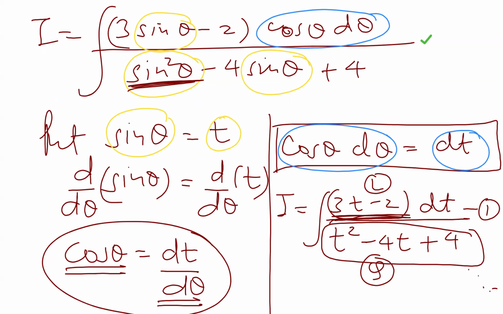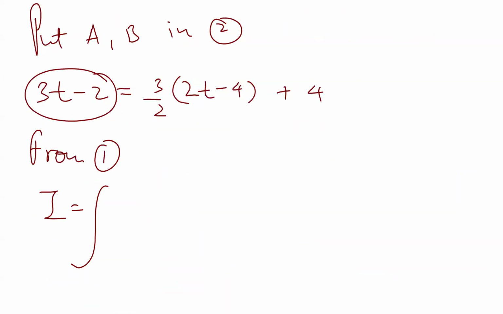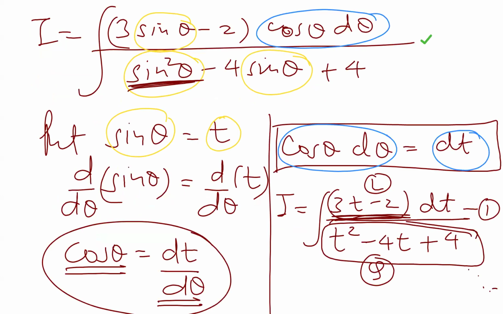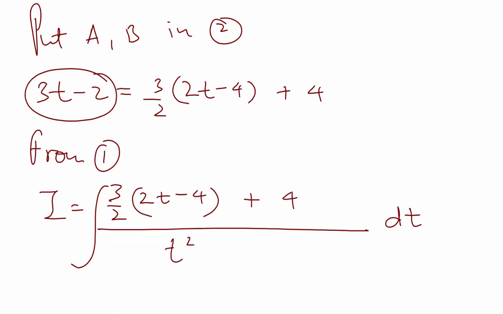What is the value of 3t minus 2? 3 by 2, 2t minus 4, plus 4 upon, this is dt, right? Plus 4 upon t square minus 4t plus 4, t square minus 4t plus 4, right?